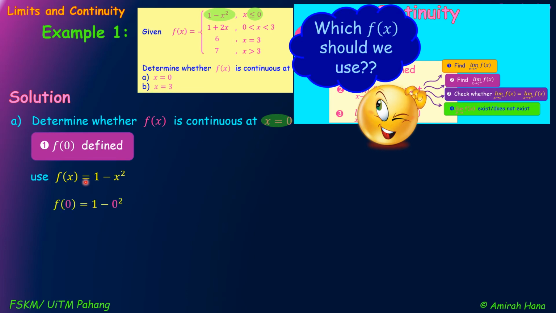Right? So f(0) equals to 1 minus, we just replace x equals to 0 into whatever x here. So we get 0 squared. And then after we simplify, we get f(0) equals to 1. 1 is a real number, so that means f(0) is defined. So the first condition is passed. So we can proceed with the second condition.